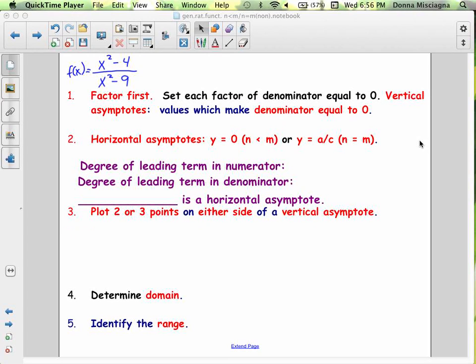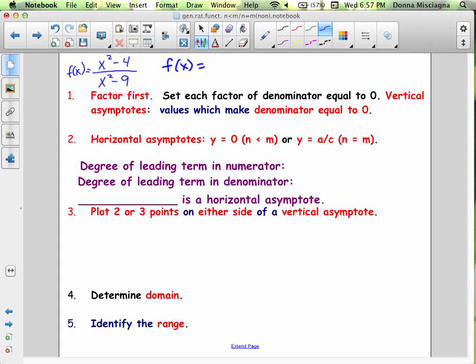Now this is an easy factoring because it's a difference of squares. We have perfect square minus perfect square. X squared is a perfect square, 4 is a perfect square, 9 is a perfect square. Right? And it's a difference of squares because it's perfect square minus perfect square. And these always factor the exact same way.